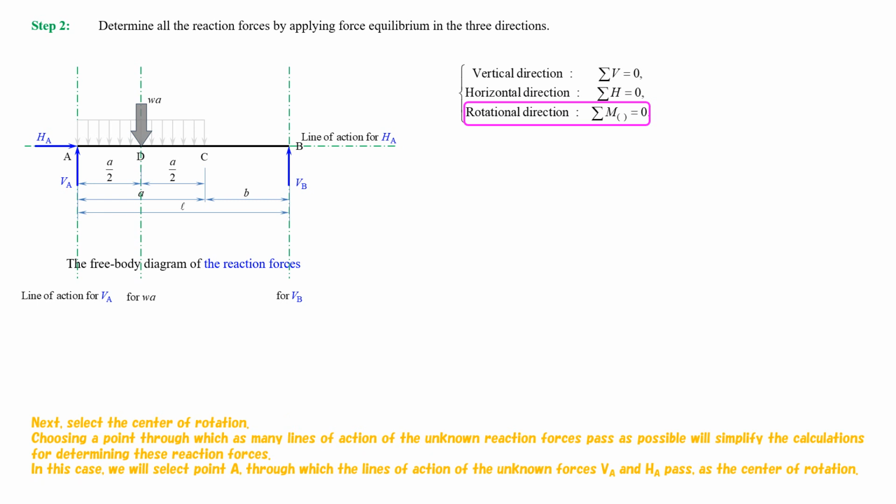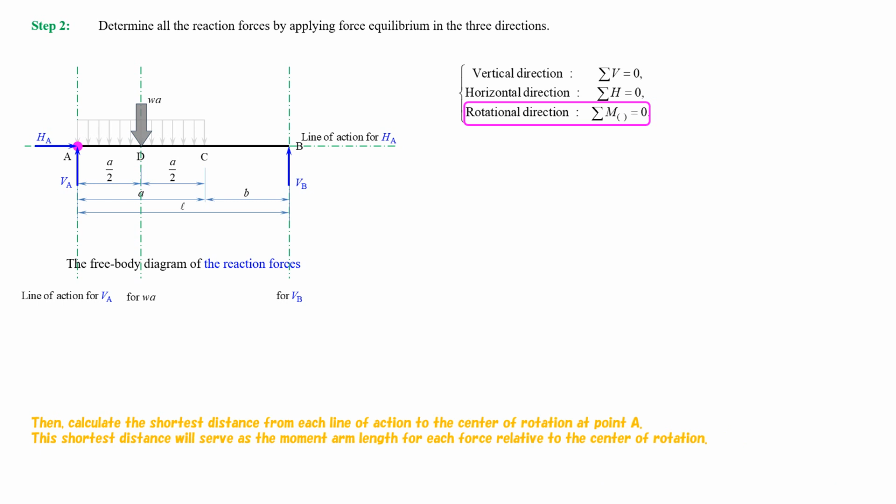Next, select the center of rotation. Choosing a point through which as many lines of action of the unknown reaction forces pass as possible will simplify the calculations for determining these reaction forces. In this case, we will select point A, through which the lines of action of the unknown forces VA and HA pass, as the center of rotation.